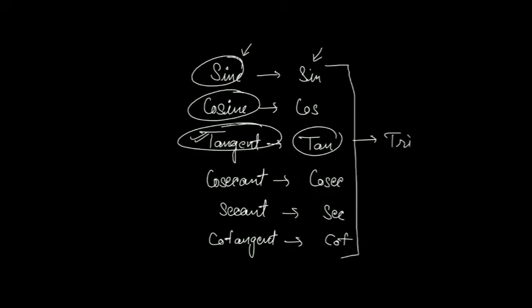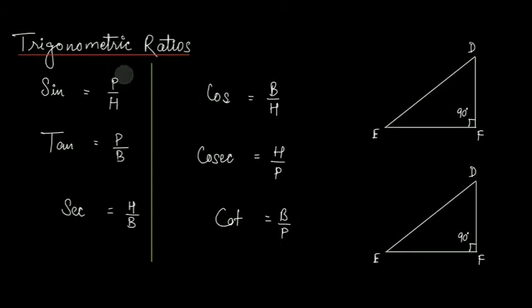So sin, cos, tan, cosec, sec, cot are the trigonometric ratios. Total there are 6 trigonometric ratios. These are known as trigonometric ratios. So see how we will find the trigonometric ratios from the given triangle, how we will calculate the values of those, and what the values are.